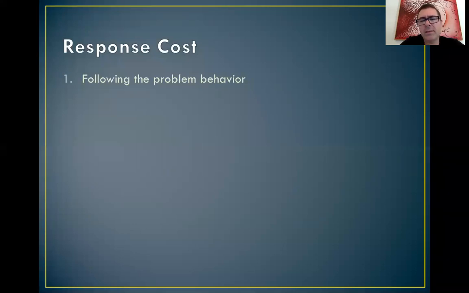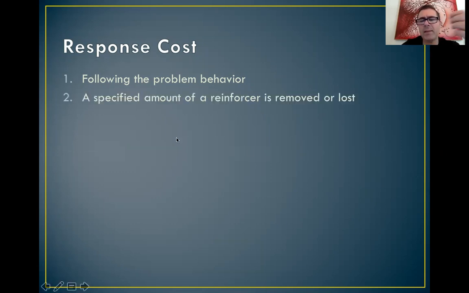So we talked about timeout as a procedure that involves, again, the removal of a reinforcer, or in that case, the reinforcing environment, to produce a future decrease in the problem behavior. Now, response cost is, again, a procedure that also relies on the principle of negative punishment. Here, the problem behavior occurs, and a specified amount of a reinforcer is removed or lost.